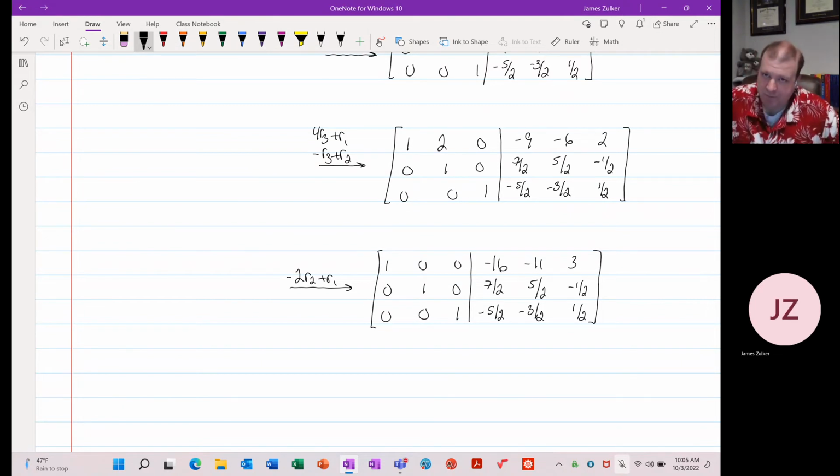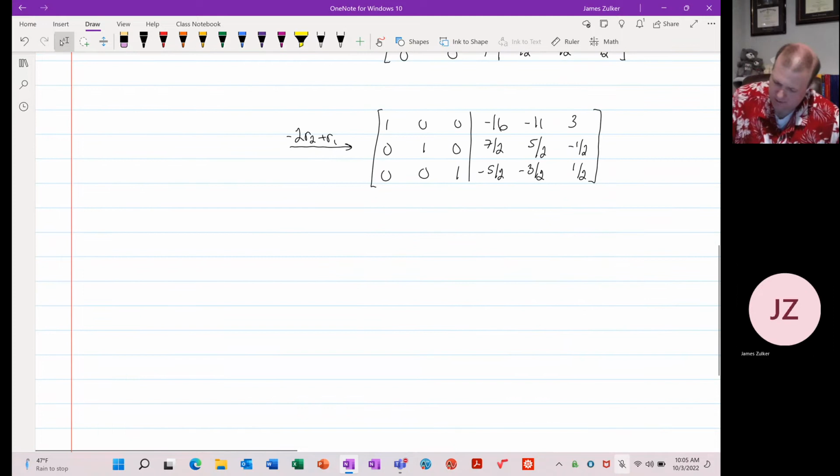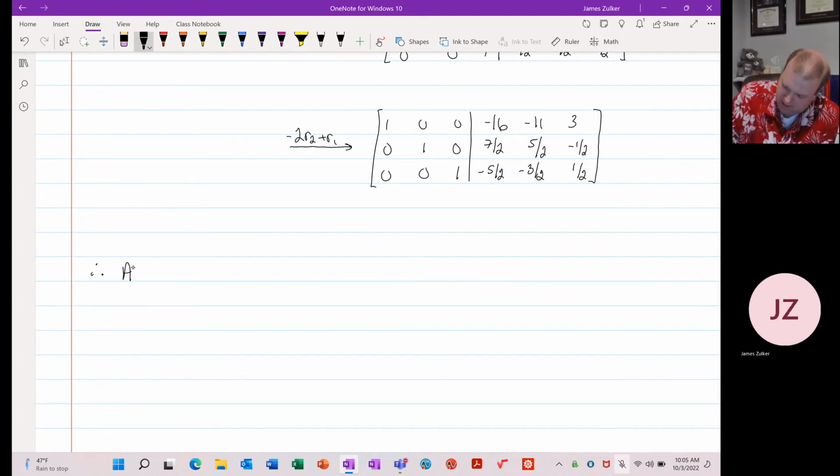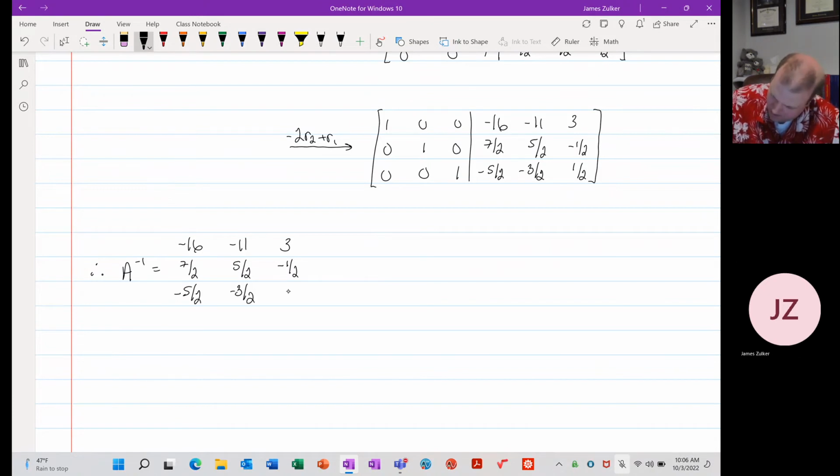So look, we got the 3 by 3 identity over here, which means this is our inverse matrix. So there is our inverse.